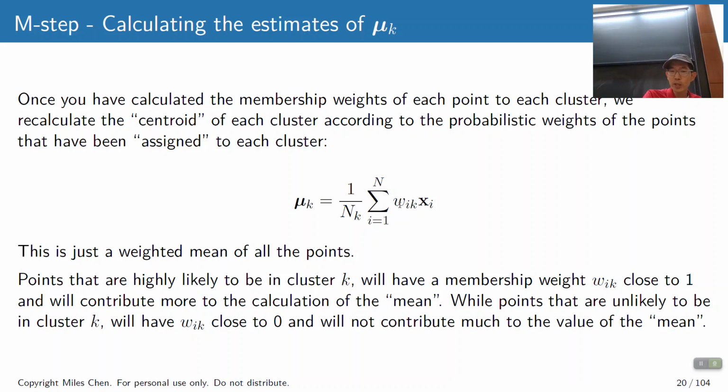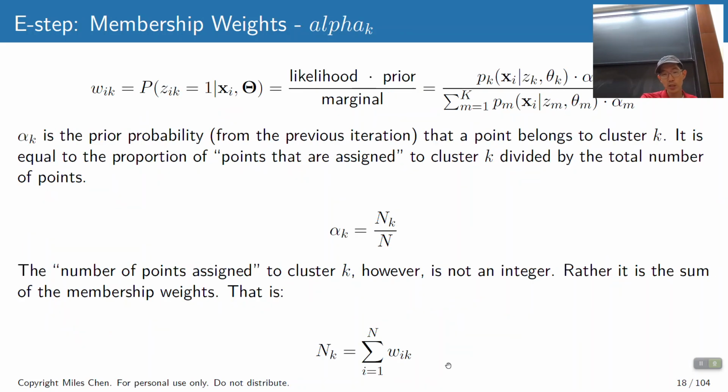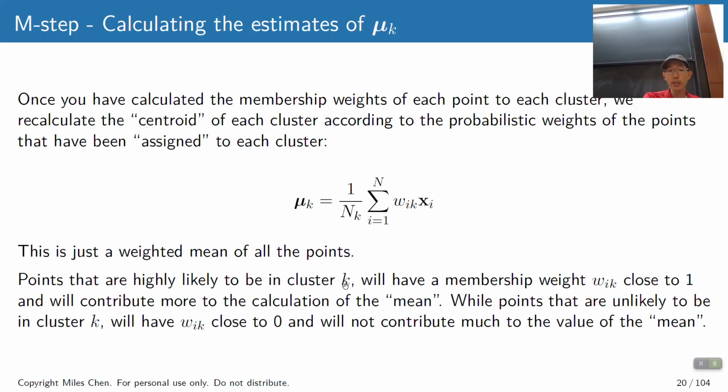And so we multiply those membership weights times x, we sum them up, and we divide by n sub k, being our sum of the weights. And so that will just be the weighted mean of all the points for each of the clusters. Okay, so you have different weights for cluster 1, different weights for cluster 2, different weights for cluster 3, and you get a weighted mean for all of these clusters.